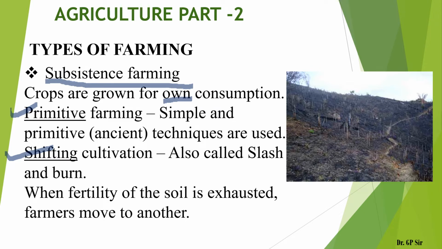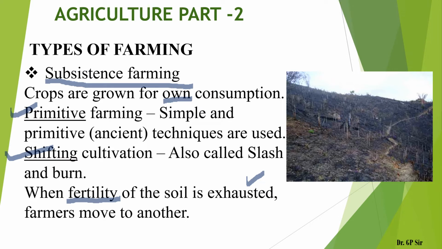Next, the second one is shifting cultivation. What do you mean by shifting cultivation? The name itself says shifting means moving from one place to another place. Why do they move? When the fertility of the soil is exhausted. Exhausted means when it is reduced, people will move. These farmers leave that land and move to a different land. They go for a fresh land. Probably after 7 to 10 years, they come back to the same land and start growing. By that time the nutrients and vitamins are recovered.